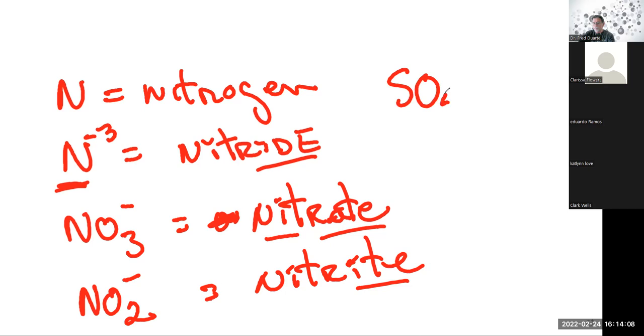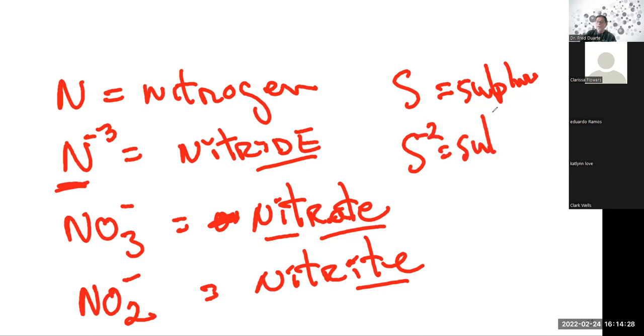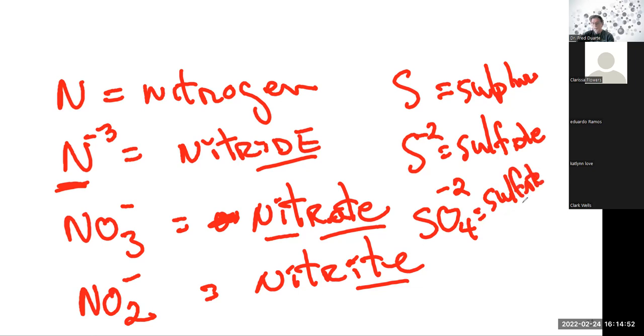For example, SO4. Let me give you some more examples. We have S for sulfur. When it gains 2 electrons, we call that the sulfide. But then we have 2 different types, at least the ones we're going to use here, of sulfur that have been bonded to oxygen and have a negative charge. And this is called sulfate. Okay, notice the similarity, ATE. And then there's also an example of the sulfur with three oxygens instead of four, and we call that sulfite.